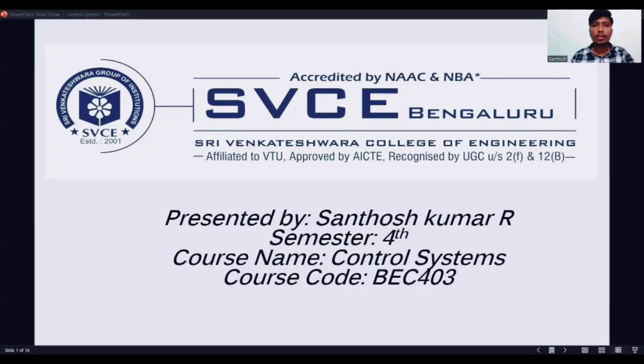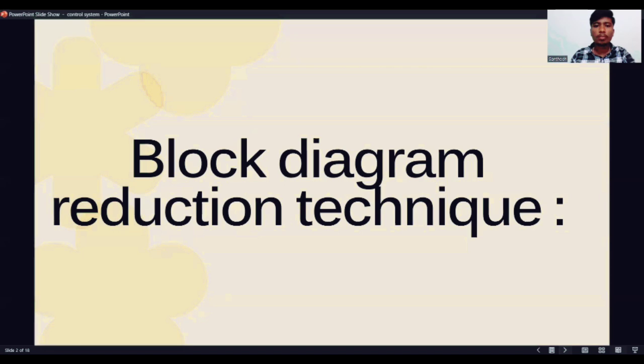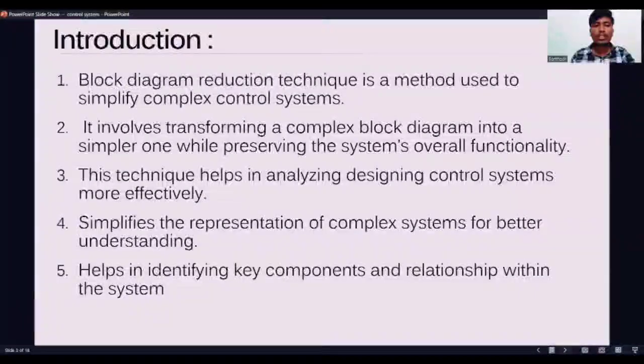So today in this video, I'm going to discuss a small concept in control systems. Let us dive into the topic. The topic is the block diagram reduction technique. So what is it? The block diagram reduction technique is a method used to simplify complex control systems, and it involves transforming a complex diagram into a simpler one while preserving the system's overall functionality.